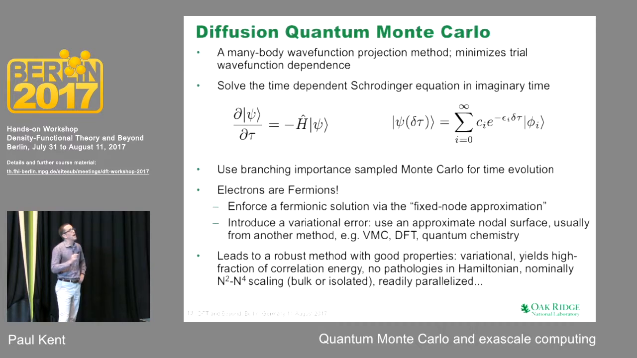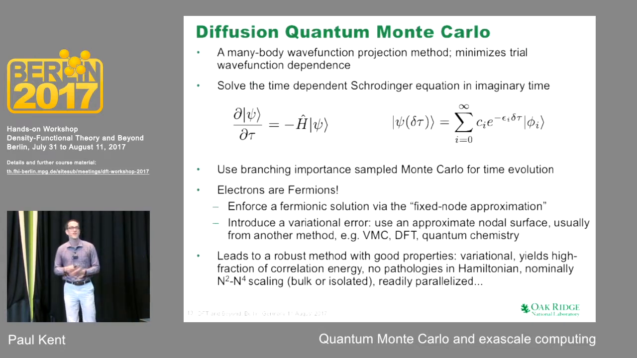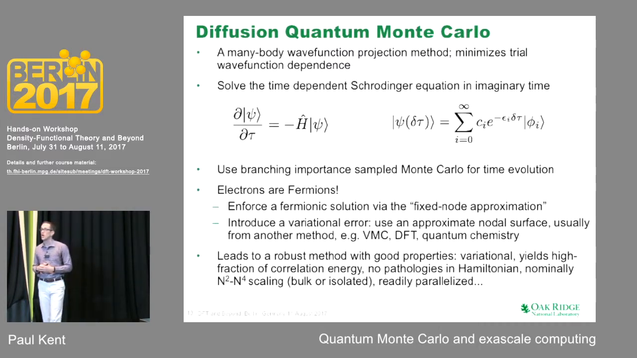If we now think about what happens at increased time, what's going to happen is that the higher energy excited states are going to disappear exponentially faster than the lowest energy state. That's what this exponential up here is doing. Of course, we have to remember to keep this normalized so we don't also lose the ground state, but that turns out to be easy. So that's, at a very high level, what happens in diffusion quantum Monte Carlo.